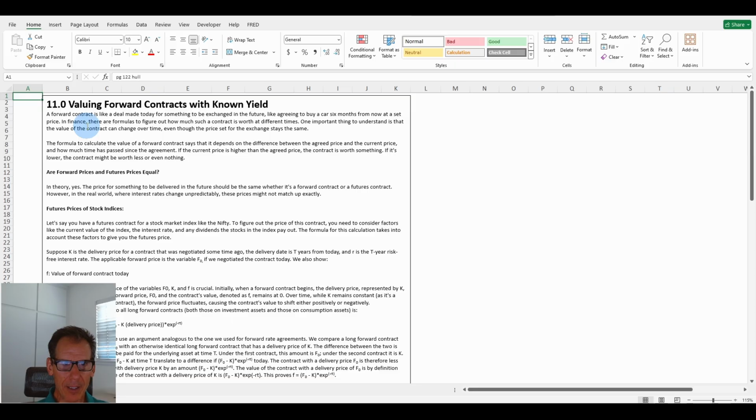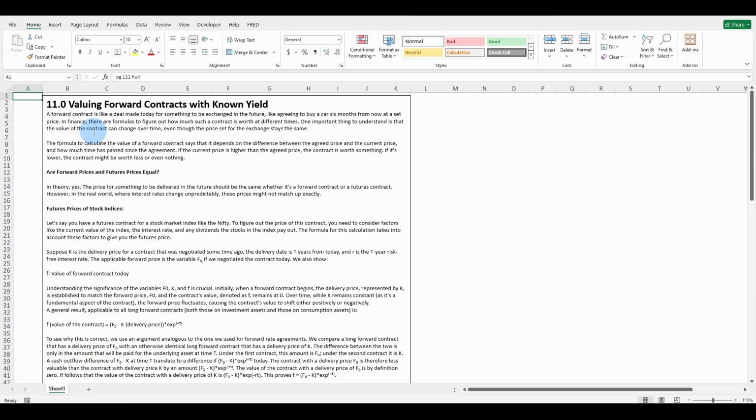A forward contract is like a deal made today for something to be exchanged in the future, like agreeing to buy a car 6 months from now at a set price. In finance, there are formulas to figure out how much such a contract is worth at different times. One important thing to understand is that the value of the contract can change over time, even though the price set for the exchange stays the same.